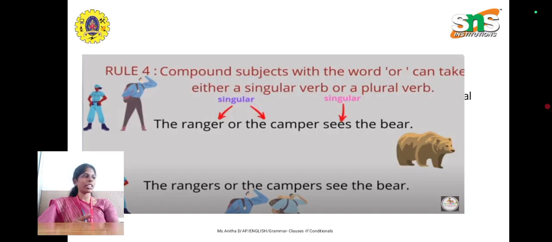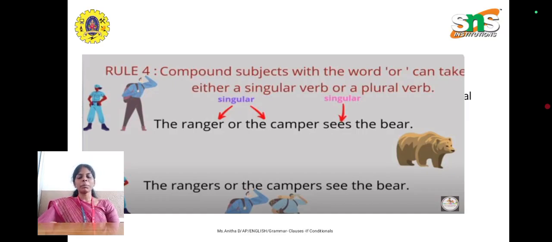Already I have explained: the ranger, which means I have a pen from Dilip, and I have another pen from the camper. These both are singular. I can write with either one, with a red pen or with a blue pen. At a single time I can use any one pen, so it is called singular. So we have to use a singular verb, sees, for that subject. A singular subject has to have a singular verb.